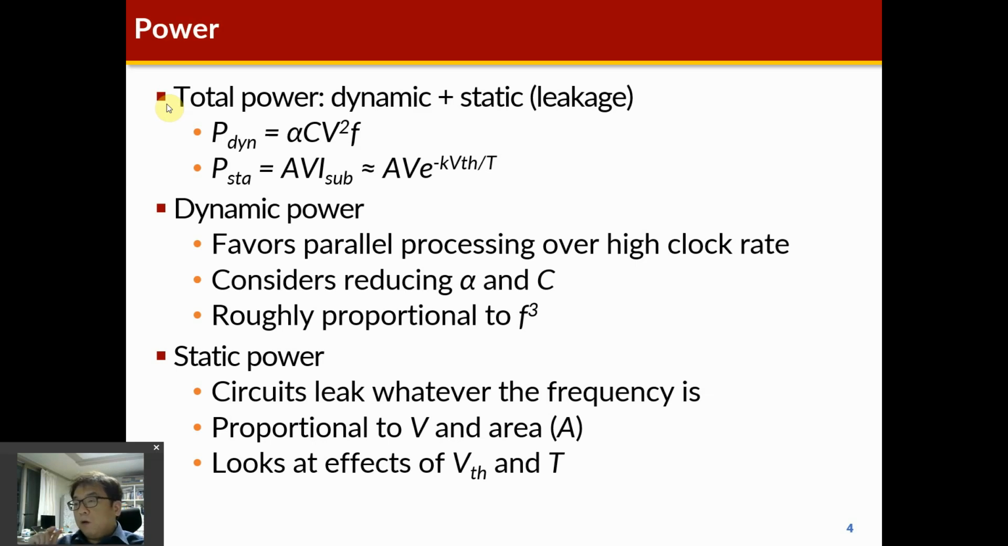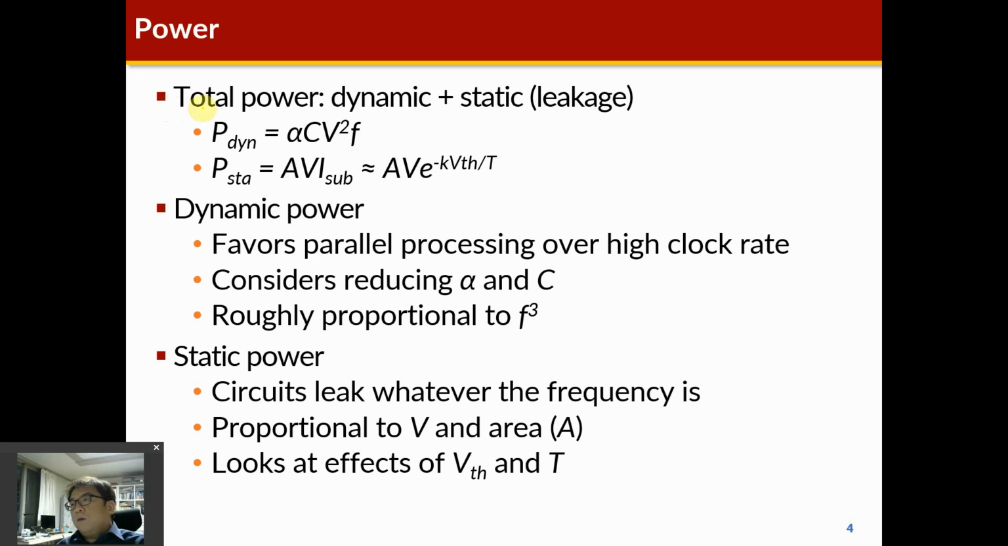So what is the power? Power is the dissipated electric energy on the unit time. So power is the consumed electric energy during the unit time, and then energy is the power multiplied by time. So energy is the total power consumption of the computer system within some time duration, and then power is the electric power consumption during the unit time.